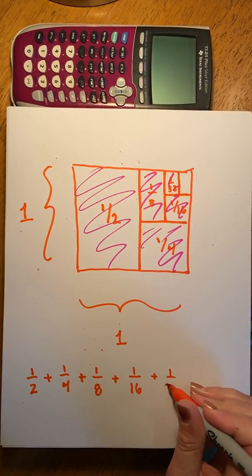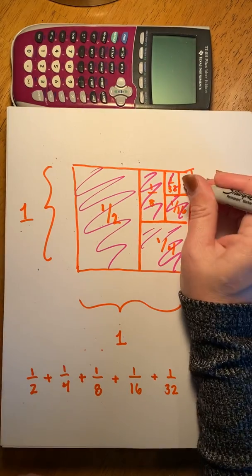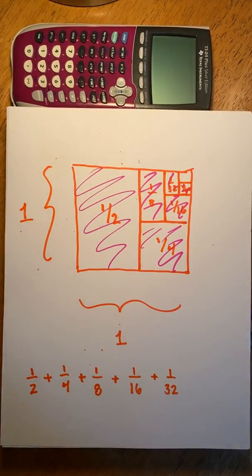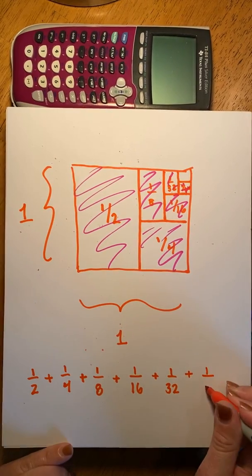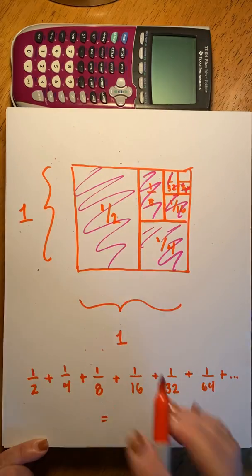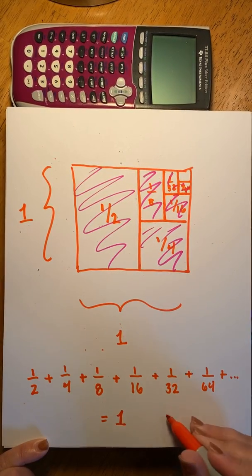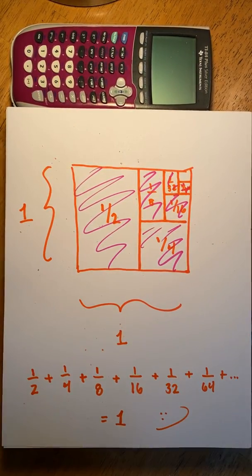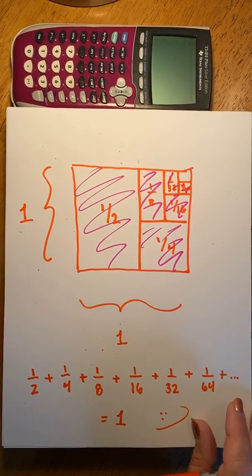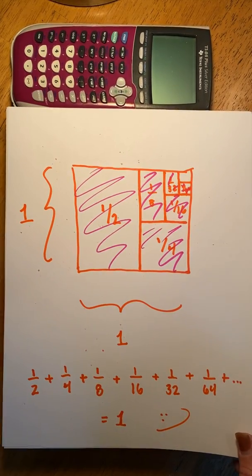If we do this infinitely, 1/64. And we do this indefinitely, it's going to fill up this total area of 1. I think that's so super cool that an infinite sum can take on a finite value. Not always the case though. Let's look at another infinite sum.